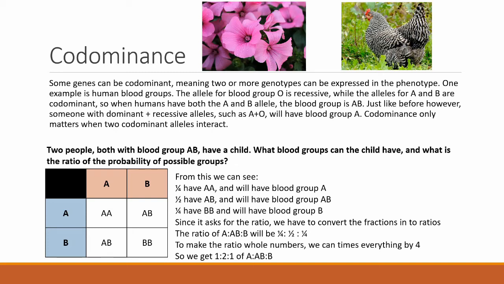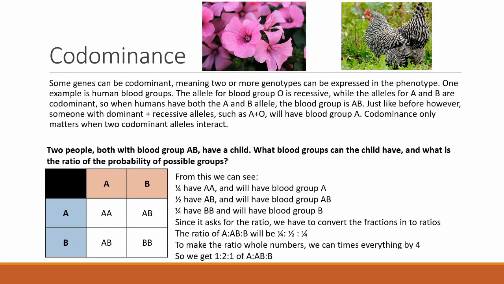Now let's have a look at an example question. 2 people, both with blood group AB, have a child. What blood groups can a child have, and what is the ratio of the probability of possible groups? First, just like before, we're going to split up the alleles of the parents, so we get A and B at the top and A and B on the left.